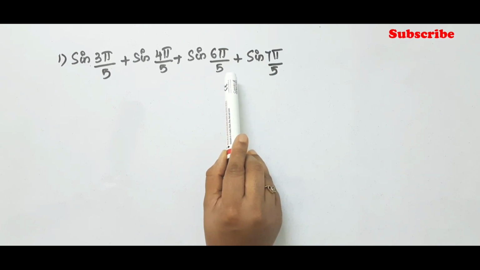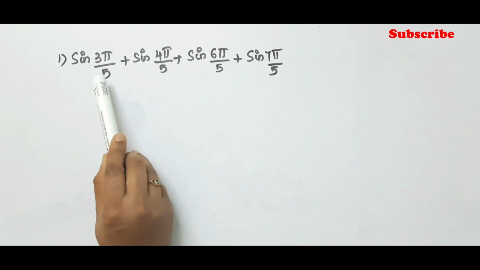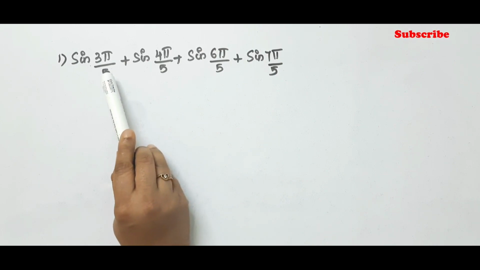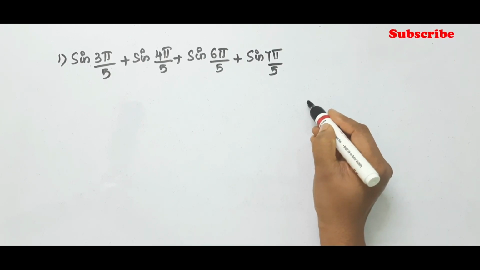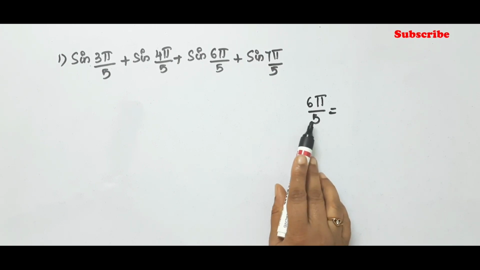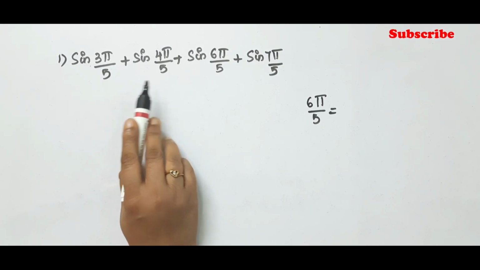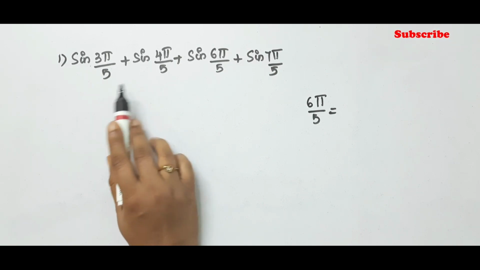Now, we have to check whether these angles can be transformed as a sum or difference of two angles, because here 3 pi is there, here 6 pi is there. So 6 pi can be split such that we can get either 3 pi by 5 or 4 pi by 5, is it not? So let us check how we can split this angle. Here 6 pi by 5 is there. We have to split it such that this angle can be expressed as a sum or difference of an angle with any of these angles.